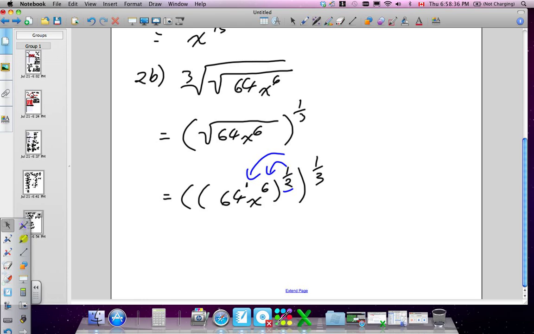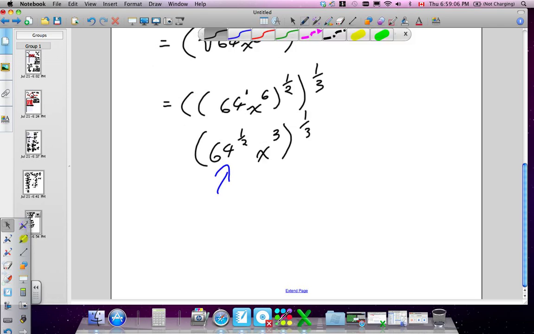And it's a power rule, so it means I have to multiply. So I'm going to be left with 64 to the power of 1 times 1/2, which is just 1/2. And 6 over 2, which is what? What's 6 divided by 2? Yeah, which is just 3, right? And then I still have this 1/3 on the outside. Now actually what I can do here, I can solve the square root of 64. What is the square root of 64? Yeah, so I can simplify that.